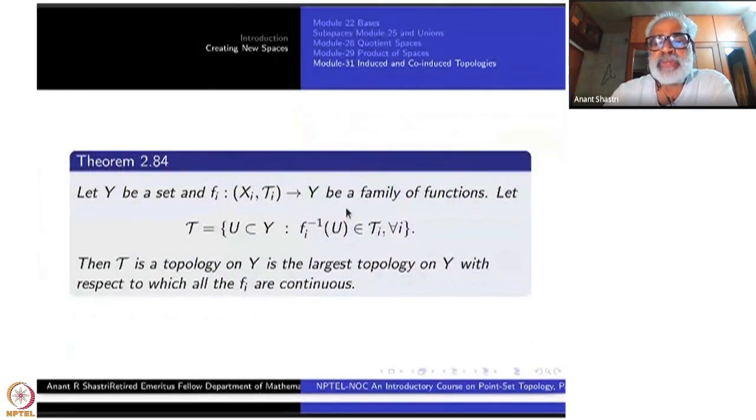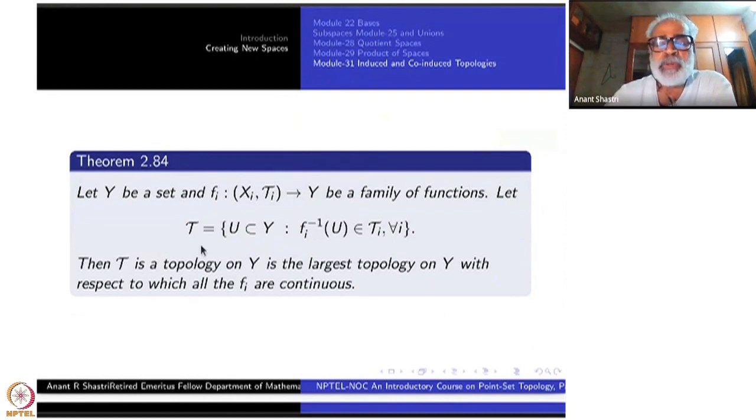Y is a set, the Fi's are functions as before. Put tau equal to all u contained inside Y such that Fi inverse of u is inside tau i for every i. Okay? So this is a very stringent condition, you may say. But don't put anything else. In discrete space, taking less is too stringent. So don't make it too small. Take only those u's such that Fi inverse of u is inside tau i for every i.